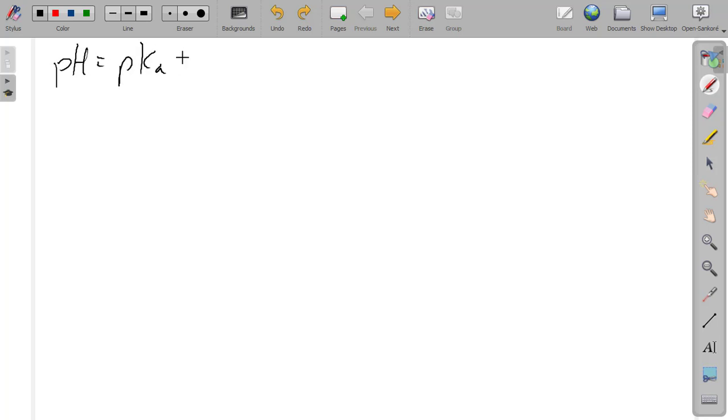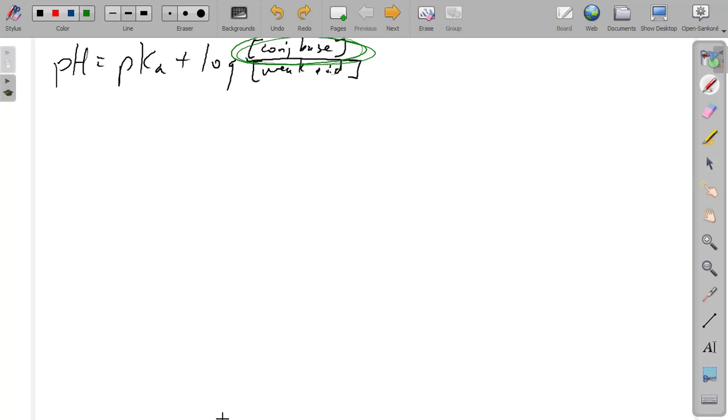So pKa plus the log of conjugate base over weak acid. Okay, but now this time, we're given the pH. This time, what we're trying to do is figure out how much conjugate base you need for this. And so we need to do a little bit of work to get there.